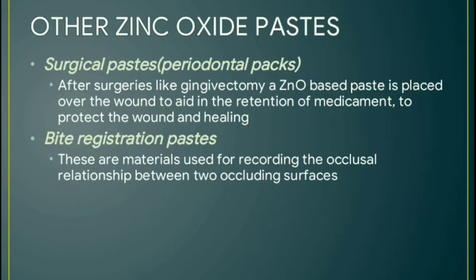Let's see some of the zinc oxide based paste. Surgical paste. After certain periodontal surgeries like gingivectomy, that is surgical removal of diseased gingival tissue, where sutures cannot be placed, a zinc oxide based surgical paste may be placed over the wound to aid in the retention of the medicament, to protect the wound and to promote healing. Earlier pastes were eugenol based, but currently the surgical pastes avoid eugenol because of its potential for tissue irritation. These are called non-eugenol paste.